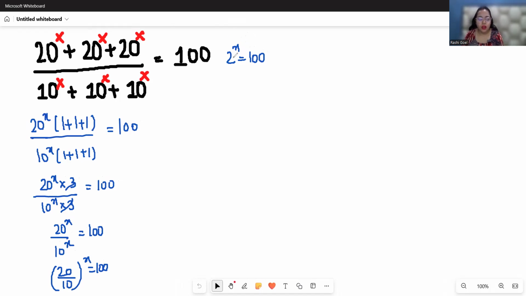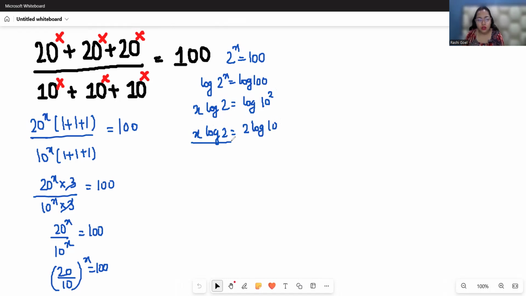Now, if I take log on both sides, so log 2^x equals log 100. So this becomes x log 2 equals log 100. I can write it as 10 squared. So first we can write this right-hand side as 2 log 10. So if I divide both sides by log 2 to isolate x, so x equals 2, and this log 10 I can write as log 2 times 5, by log 2.